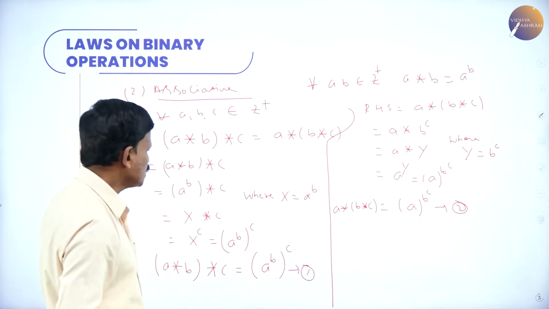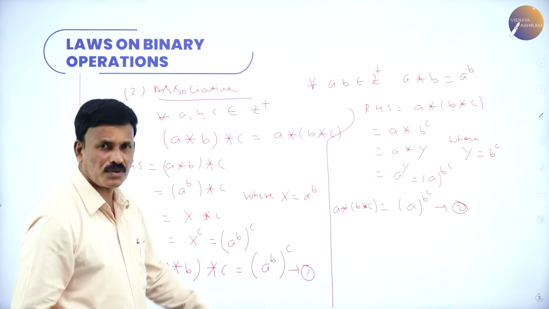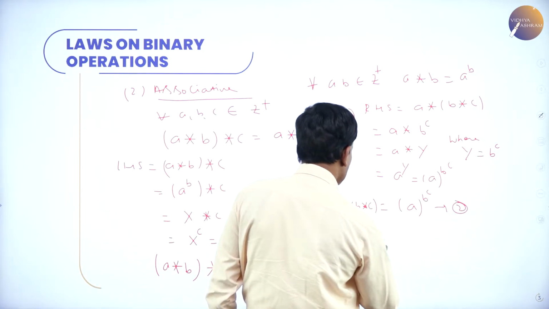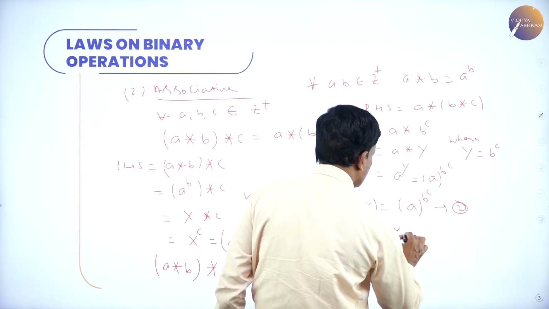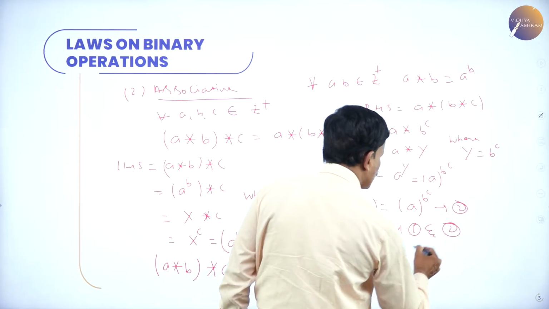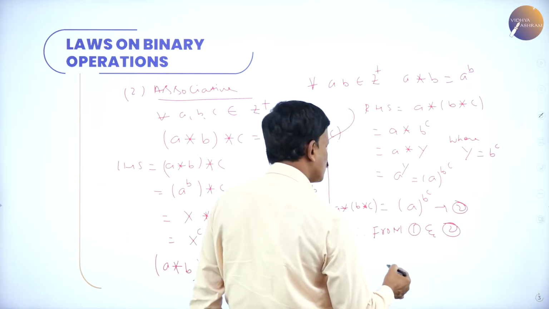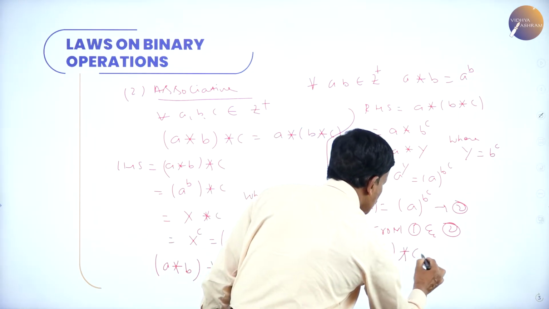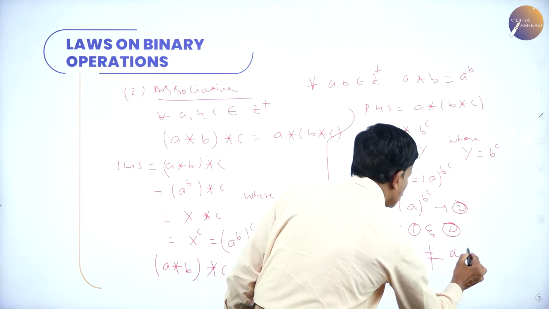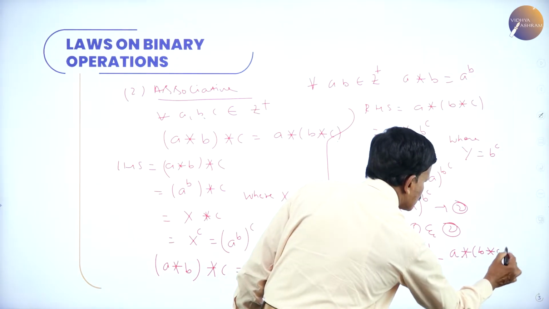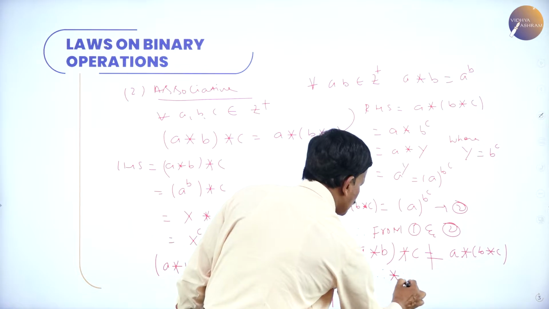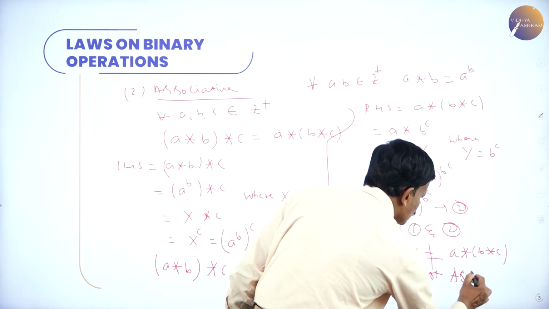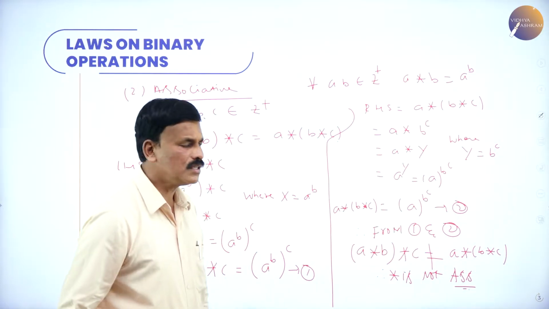Now, see here, this is (A to the power of B) whole to the power of C, whereas this is A to the power of (B to the power of C). From 1 and 2 we can say that LHS is not equal to RHS. (A star B) star C is not equal to A star (B star C). That means star is not associative.